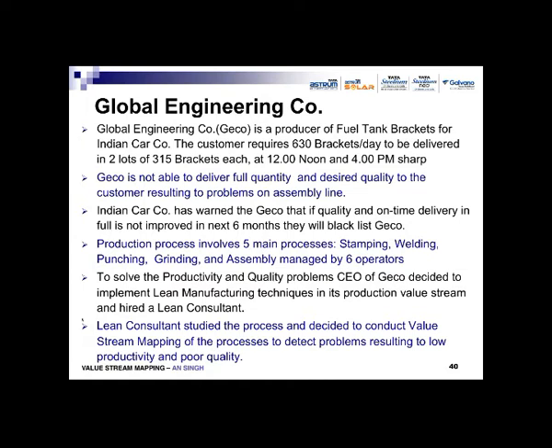The customer has warned the company that if quality and on-time delivery are not improved within 6 months, it will not be possible for them to continue business with GECO, the Global Engineering Company. In this company, the production process involves 5 main processes: stamping, welding, punching, grinding, and assembly, which are managed by 6 operators. To solve the productivity and quality problems, the CEO of GECO decided to implement lean manufacturing techniques in its production value stream and hired a lean consultant.